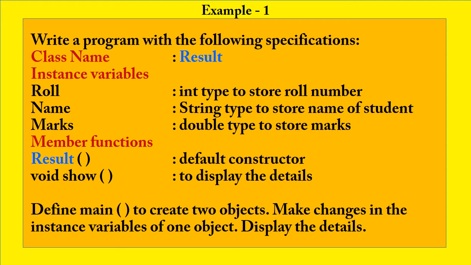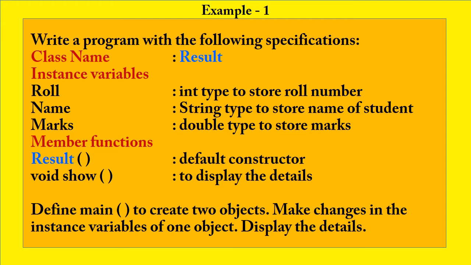To understand the concept better, let us go through an example. A class is there of the name result written in blue color. Then we have a constructor written in blue color, the same name as that of the class, and it does not have any return type also. Three data members are there, role, name and marks. Their data type is also mentioned. And one function show is there to display the details, that is display the values of role, name and marks.